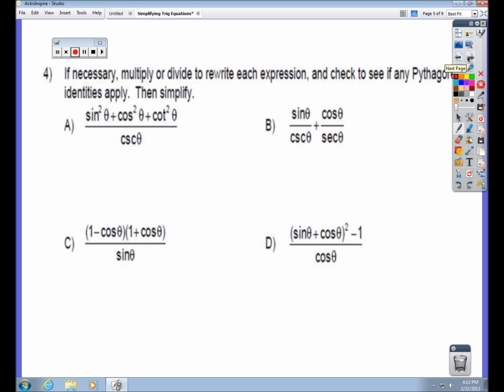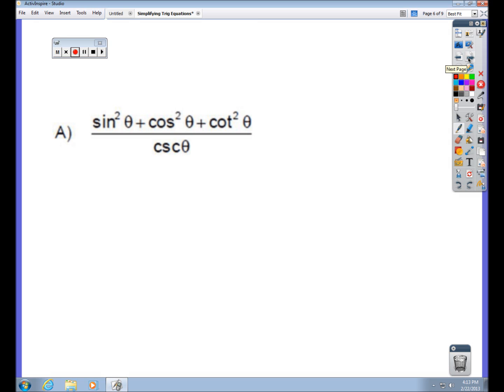Okay, so we're going to look at these 4 questions under number 4 of your Using Trig Identities worksheet, page 2. I'm going to put one on a page because I'm going to need space for this. So in the directions it says, if necessary, multiply or divide to rewrite each expression and check to see if any Pythagorean identities apply, then simplify. Okay, so on part A there's nothing to multiply because we don't have any parentheses in there.